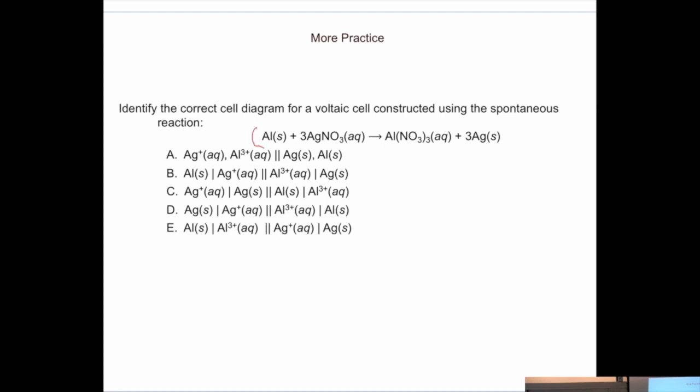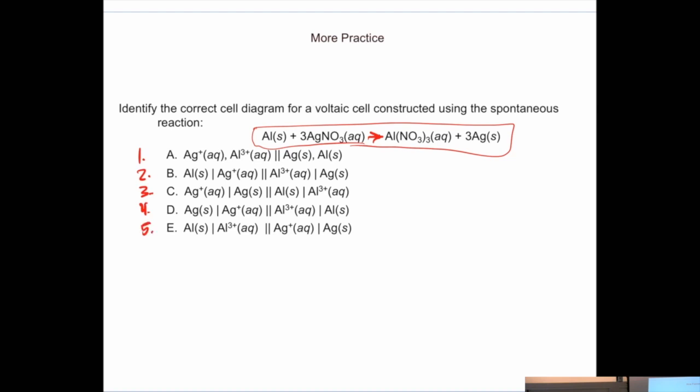So you know, if it's spontaneous, you know that this reaction is going in this direction. Therefore, you should know what's being oxidized and what's being reduced. And you have to remember, what's the convention? Well, actually, I'll ask you that when you're done solving it. Once again, we'll put number choices here. 1, 2, 3, 4, 5.